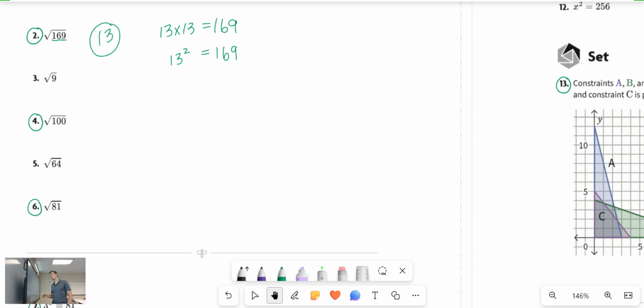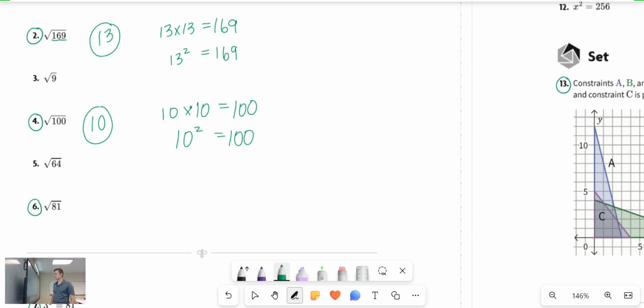Oh, and we were just saying the square root of 100, well, that's asking what times itself is 100. And we already know that that is 10, right? 10 times 10 is 100. So we'll write that: 10 times 10 equals 100, which means 10 squared equals 100. So the square root of 100 is 10.